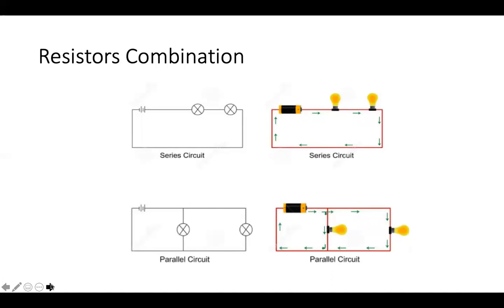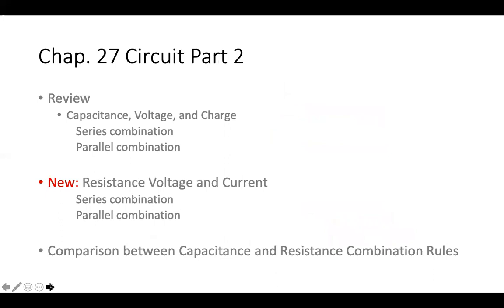Well, that's capacitors. What if we have resistors? For example, these two are circuit diagrams, and these are picture diagrams. If we have series circuits, like these two that represent the same circuit, if we have 2 light bulbs connected in series, 2 light bulbs connected in parallel, what's the total resistance going to be? Well, so this is part 2.